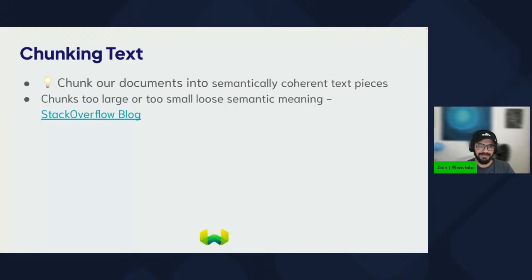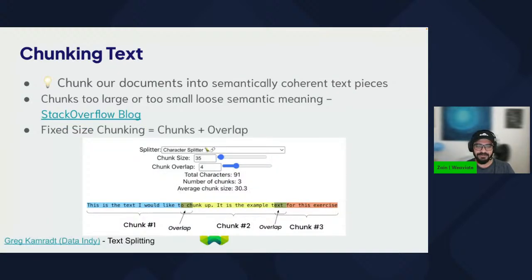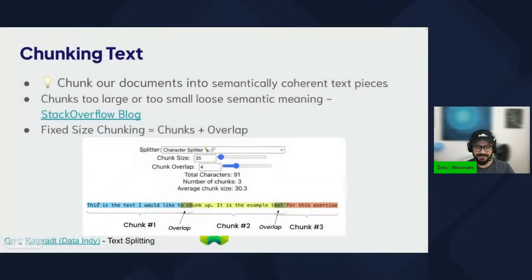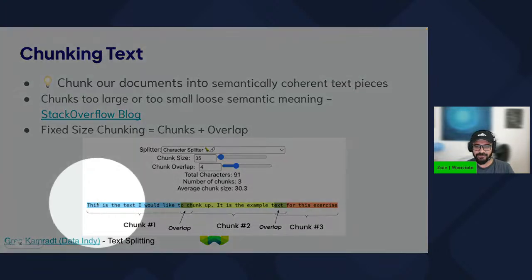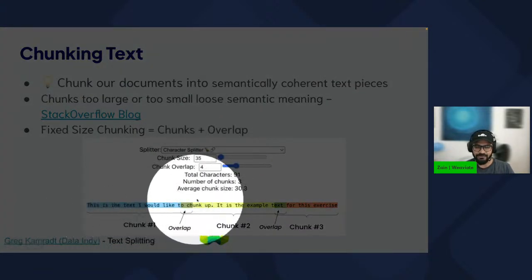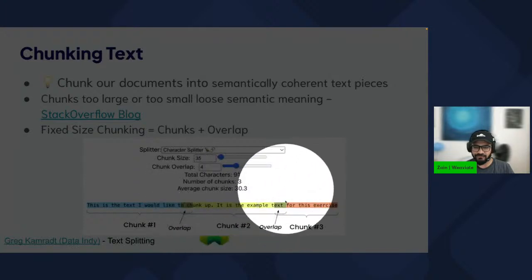So typically the easiest way to do this is by doing a fixed size chunk, right? You've got your text, and then you say, I'm just going to specify a certain character size, let's say 35 characters, and I'm just going to count up to 35, create a chunk. Count up to 35, create a chunk.